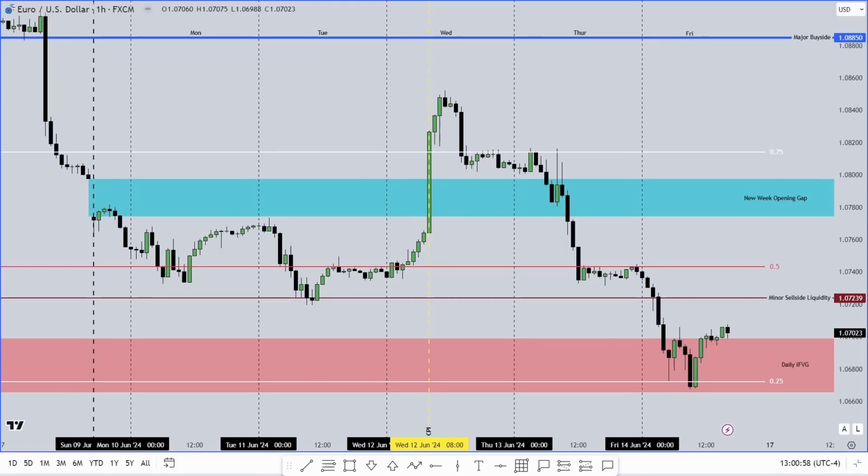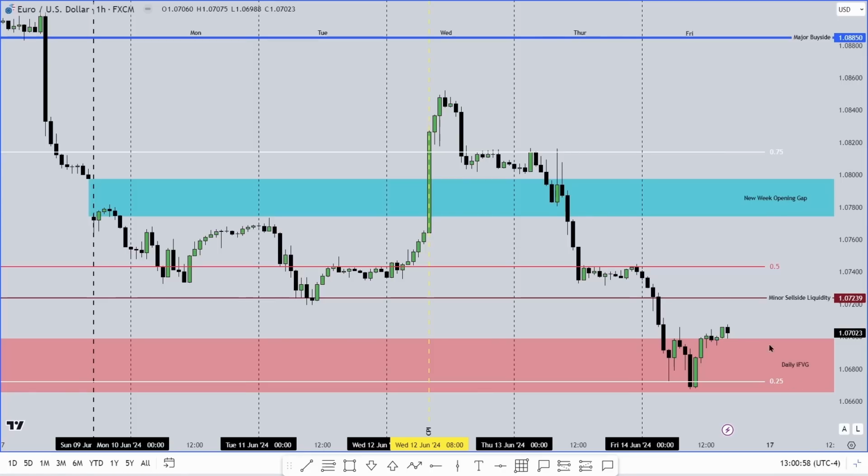Anyway, moving on to the euro dollar. So this is last week's price action on the hourly time frame. Now I'm going to quickly go through what we have here. We have the new week opening gap on Sunday, and this is delineated with this blue box. We obviously have the days of the week here delineated with these vertical dotted lines. We've got the 75 DRT level, the 50 DRT level, and the 25 DRT level from the higher time frame.